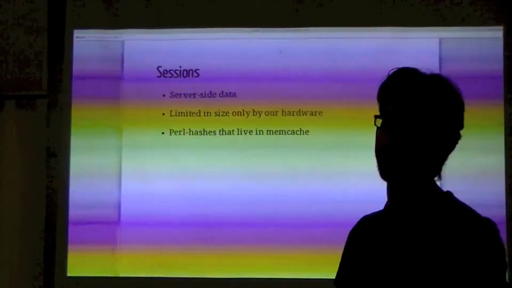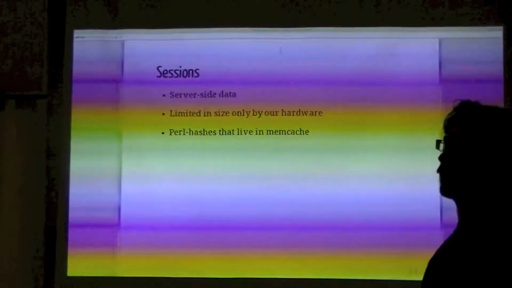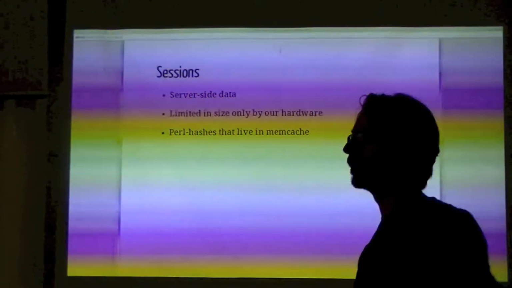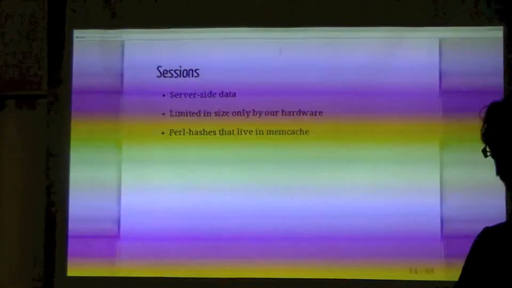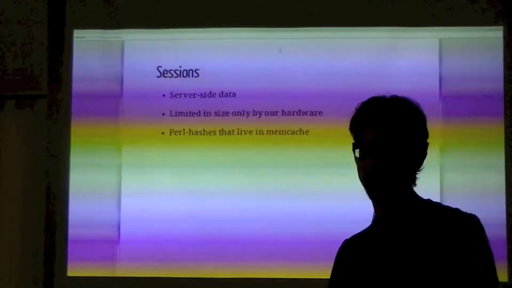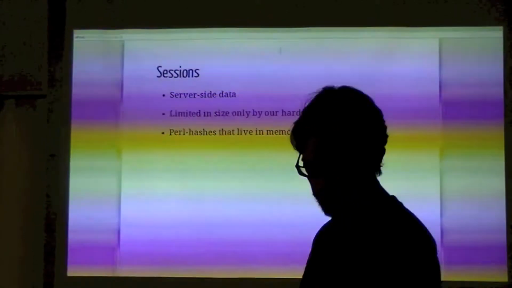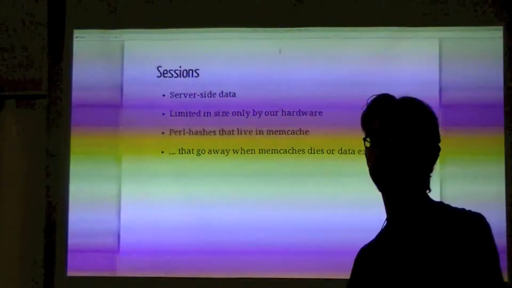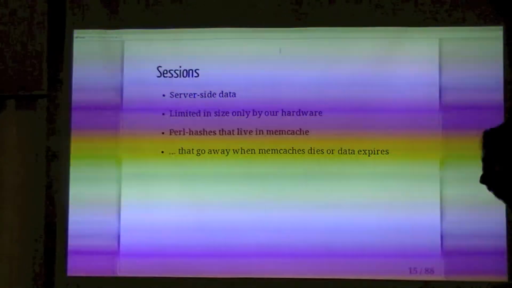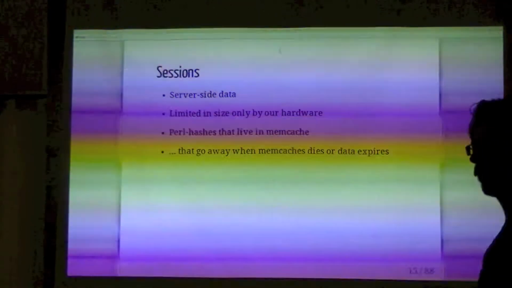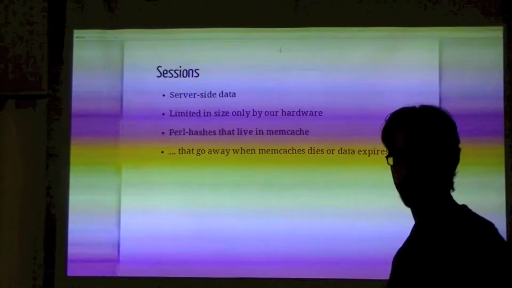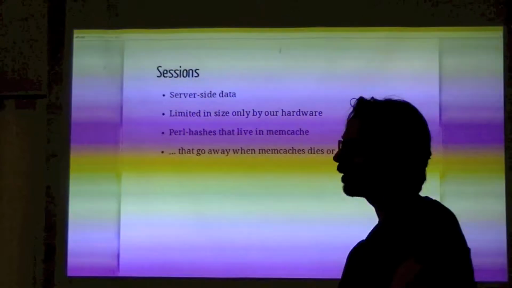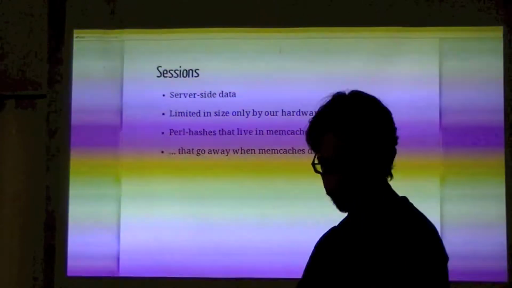At the moment, we have lots of serialized Perl hashes, and they're large, about 20K on average, and they live in memcache, and that gives us very fast access to them. But that means when the cache expires them, because they haven't been browsing for an hour, or the memcache server goes away, so does all that data. So it's not really persistent, and that makes us sad.